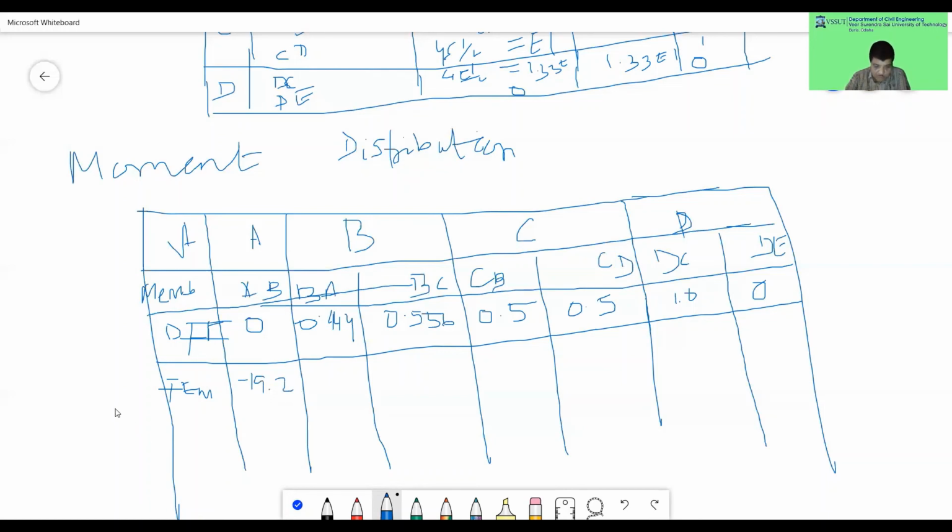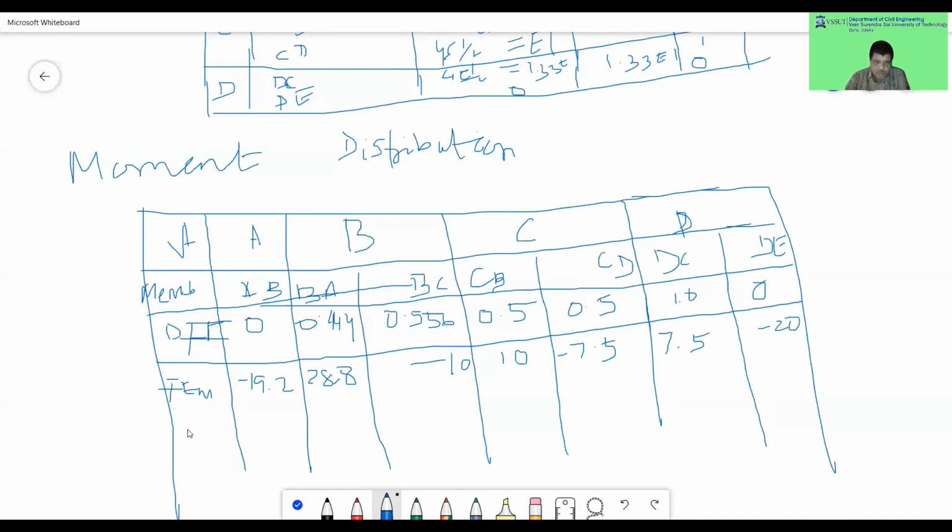Here it is 28.8. And here it is minus 10, plus 10, minus 7.5, plus 7.5, and minus 20. Okay, this is minus 20.